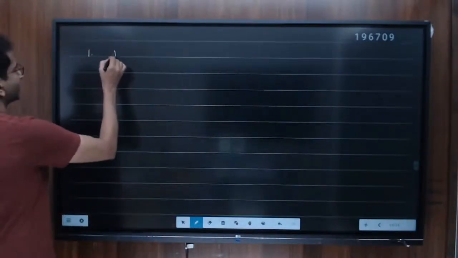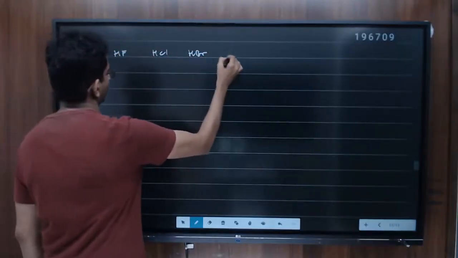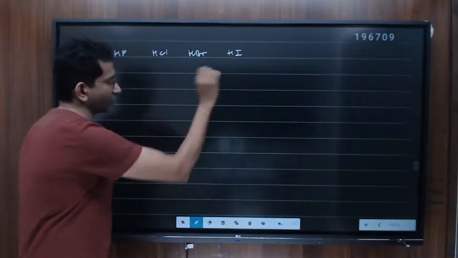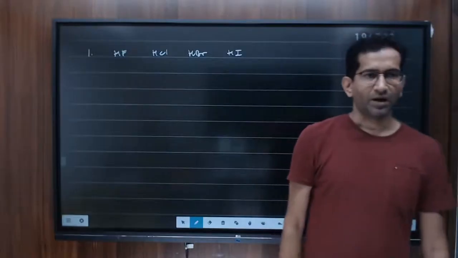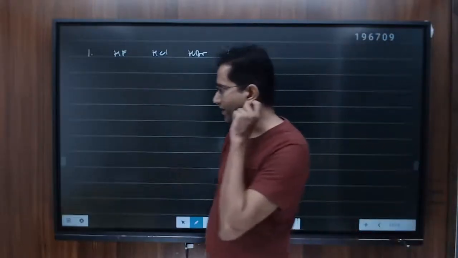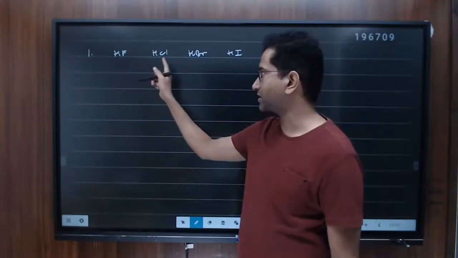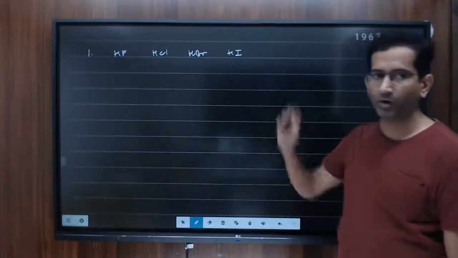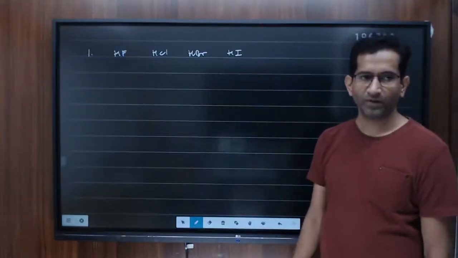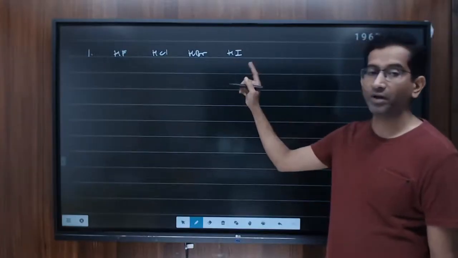If I take the example of HF, HCl, HBr, HI. First of all, you should recognize that all these compounds are covalent in nature. This is formed by 1s 2p orbital overlap. This is formed by 1s 3p overlap, 1s 4p overlap, 1s 5p overlap. If you look at this, you can understand this 1s 5p overlap will be very poor.